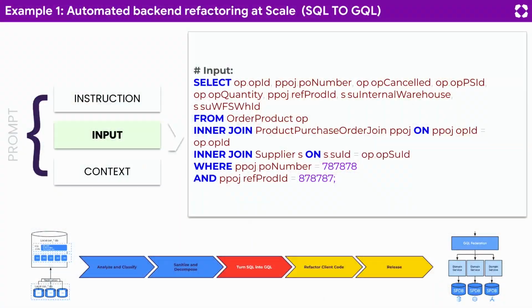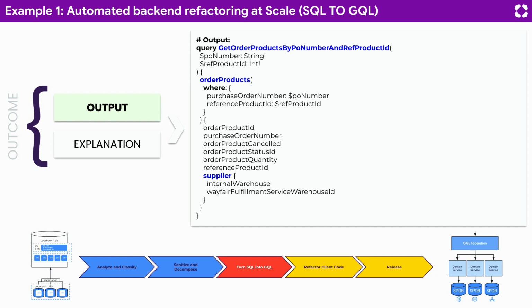So again, you'll see this prompt. This is the input. This is a simple select that I'm sure everybody has in their ecosystem. It's a simple join. But you'll notice one thing to call out: OPPSID, OP canceled, ref prod ID. You have these things that SQL engineers have written for decades, and it makes a lot of sense to them. But 5 or 6 or 7 years down the road, a new person comes in, and they're like, "What the heck is this?"